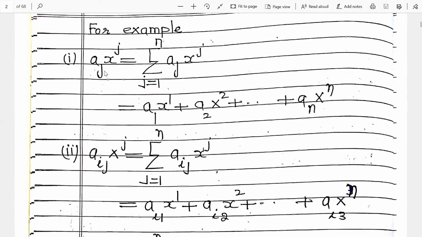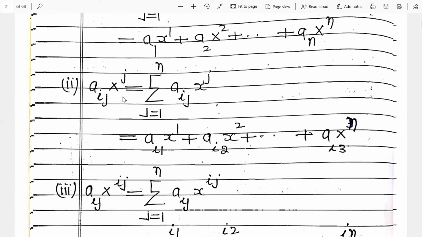For example, a_j x^j. By Einstein convention, this is basically a summation of a_j x^j, and this can be written in the form of summation. So remember this: this term is basically a summation. Here we used only one variable, that is j. Now in this summation we have a_ij x^j, and here the dummy index is j. This is a dummy index.